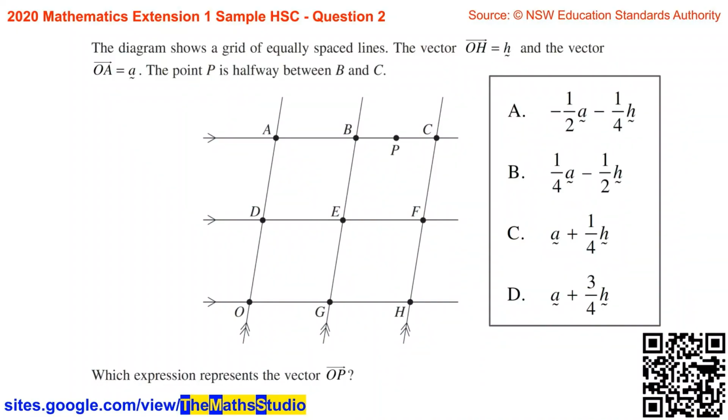Question 2. The diagram shows a grid of equally spaced lines. The vector OH equals H and the vector OA equals A. The point P is halfway between B and C. Which expression represents the vector OP?